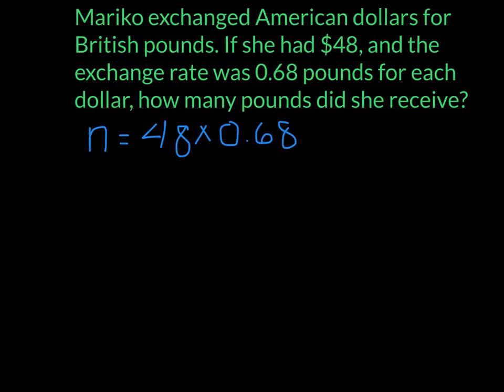We're going to first estimate by rounding. So we have 48, which we're going to estimate to be 50, times 0.68. So we're going to round that 6 up to a 7, so 0.7. When we multiply, we get 35. So our answer is going to be close to 35. So let's take a look at the problem.